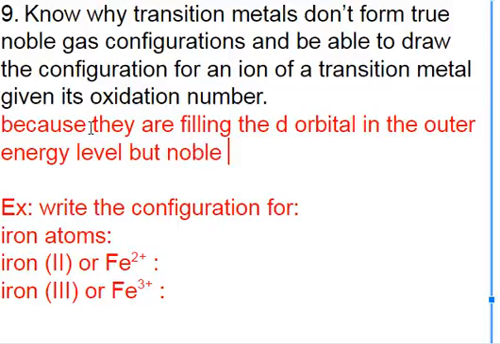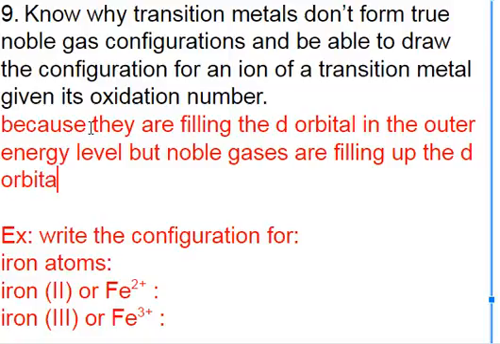because noble gases are filling up the d orbital for one level below. Remember, you get to 4s, you fill up 4s1, 4s2, and then you go back to 3d. And then you go over and fill up 4p1 up to 4p6, and then you have krypton, and it's got a full d orbital, but it's for the third floor, and the fourth is the outer level.